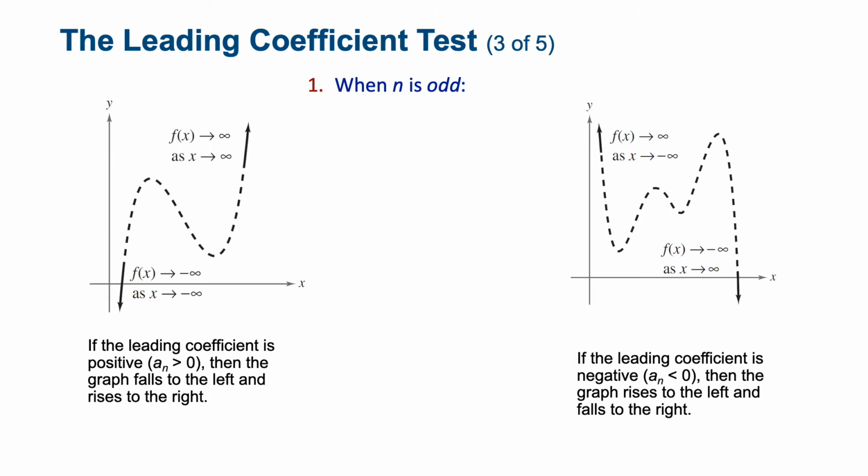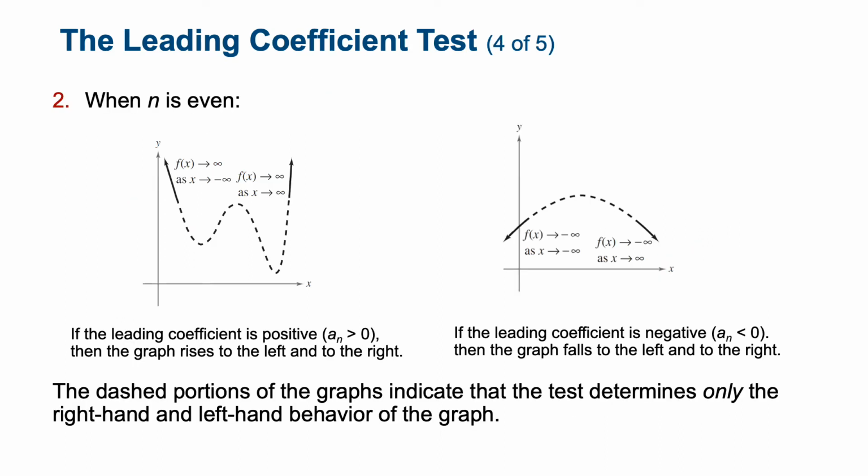Okay, and if it's negative, it's basically this, but you flip it, right? So as x goes to negative infinity, y goes to positive infinity, and as x goes to positive infinity, y goes to negative infinity. So it kind of goes this way, and if it's positive, it goes up this way.